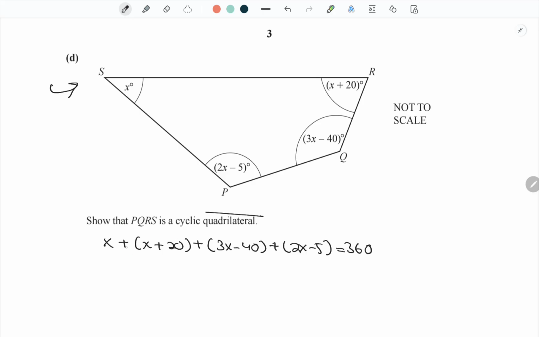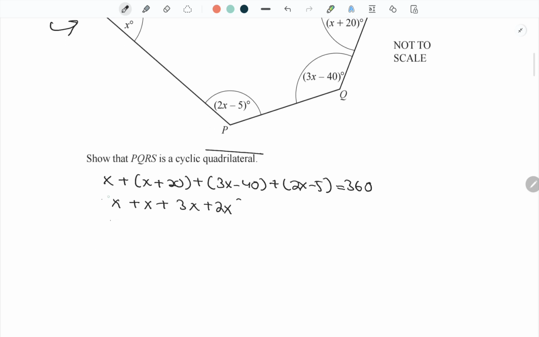Now we add them together. So x plus x plus 2x, that's going to be 3x, plus 2x. We just write the x values into one bracket, and we write the numbers into a separate bracket.